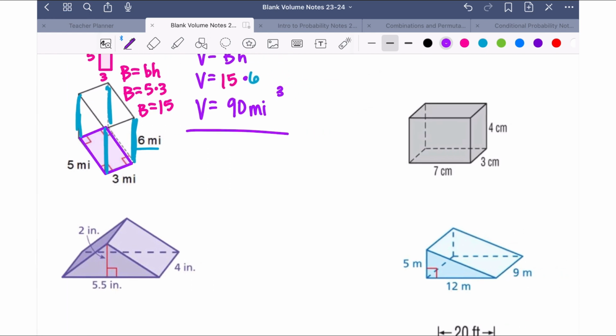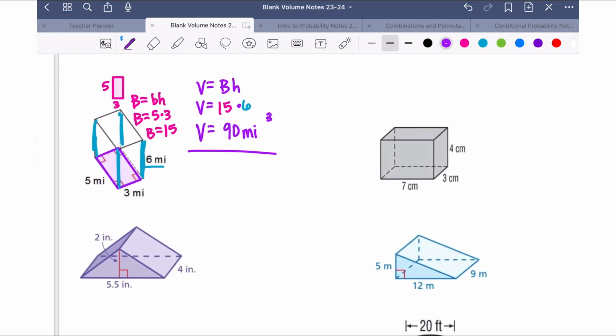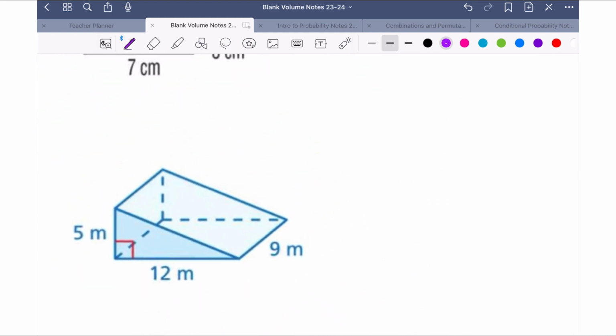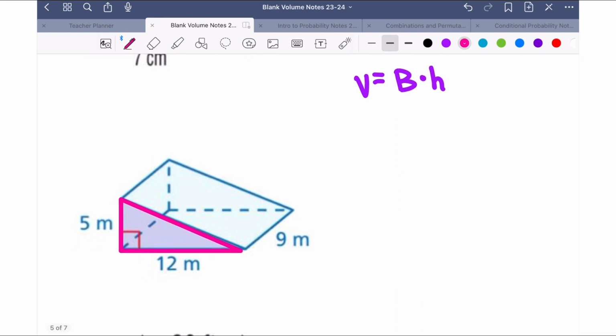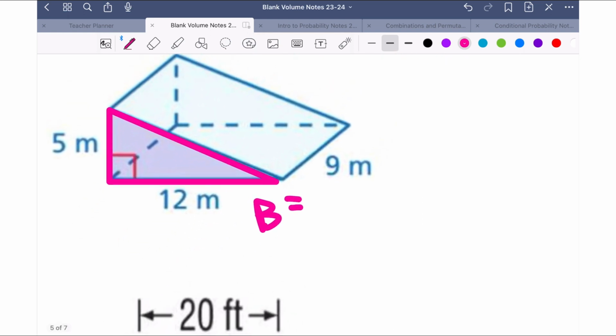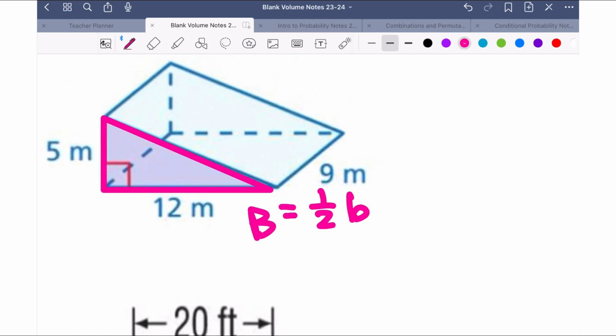Okay, let's do the triangle prism. I'm going to pick the blue one. Well, for you, it's on the right. The right triangular prism here. Okay, same formula. Volume equals the area of the base times the height. Write the formula. And here's my base. It's this triangle here. So the formula for that is 1/2 base times height.